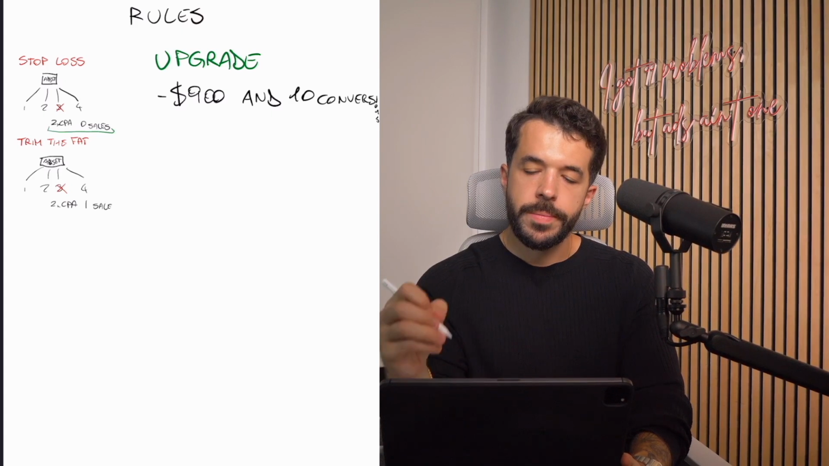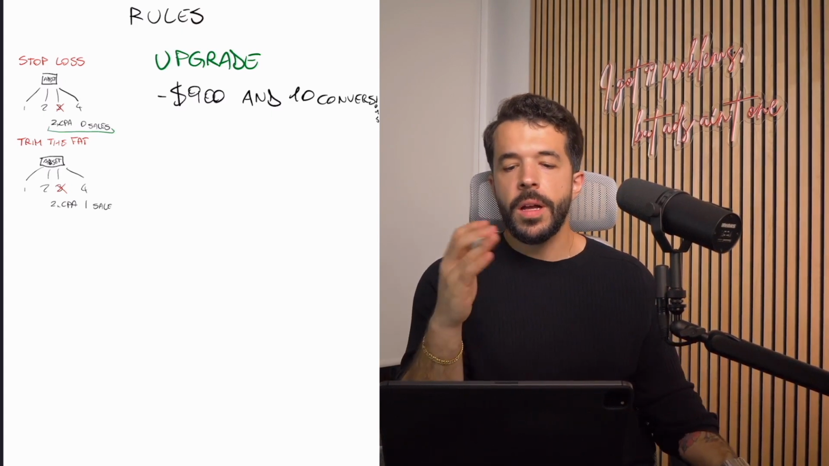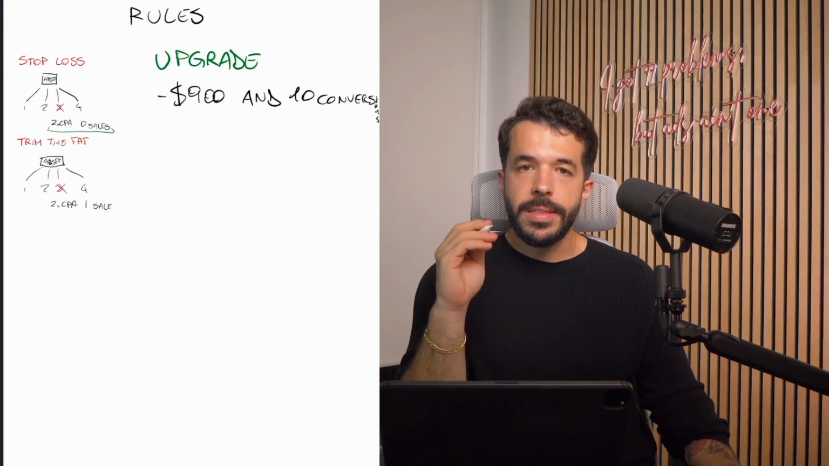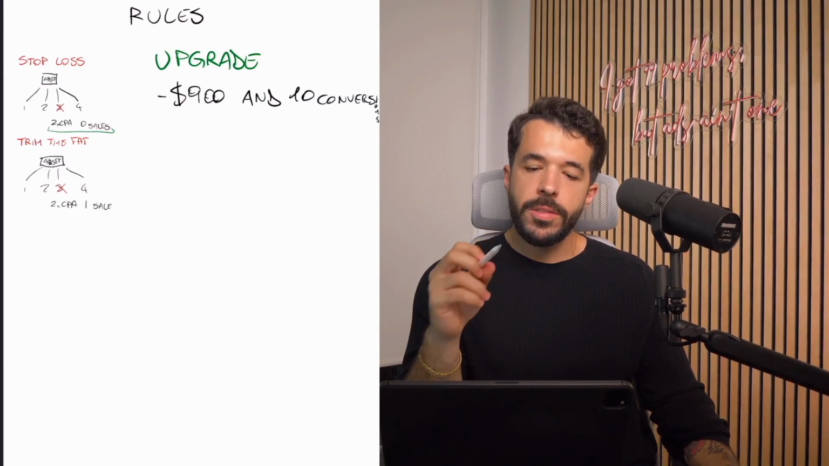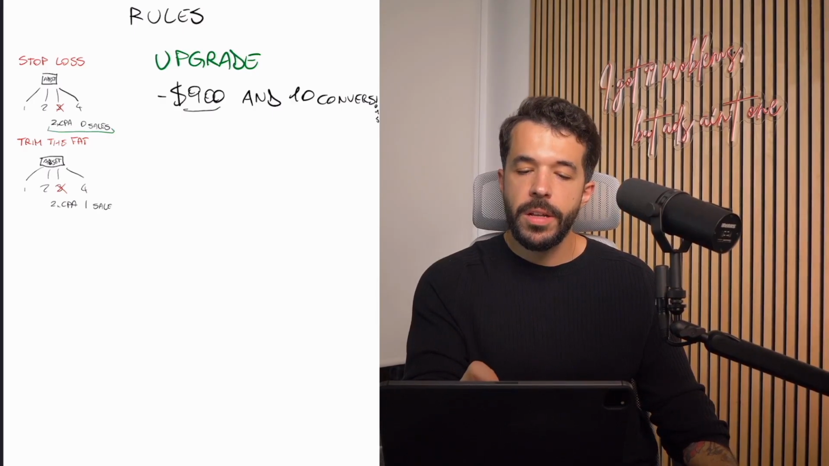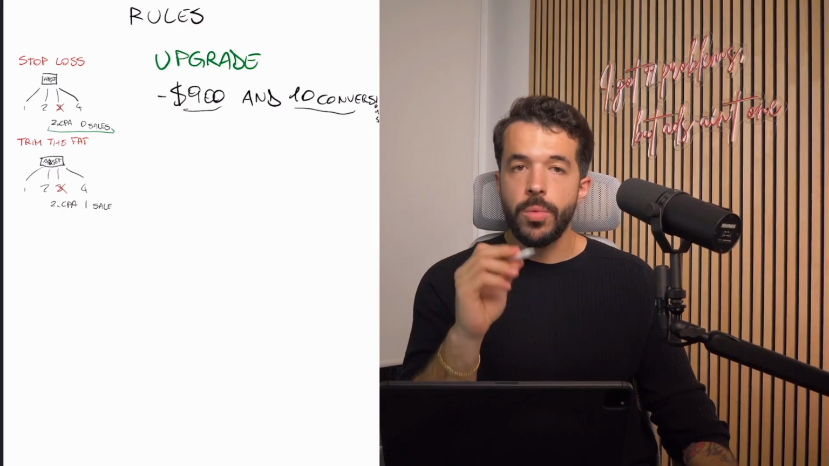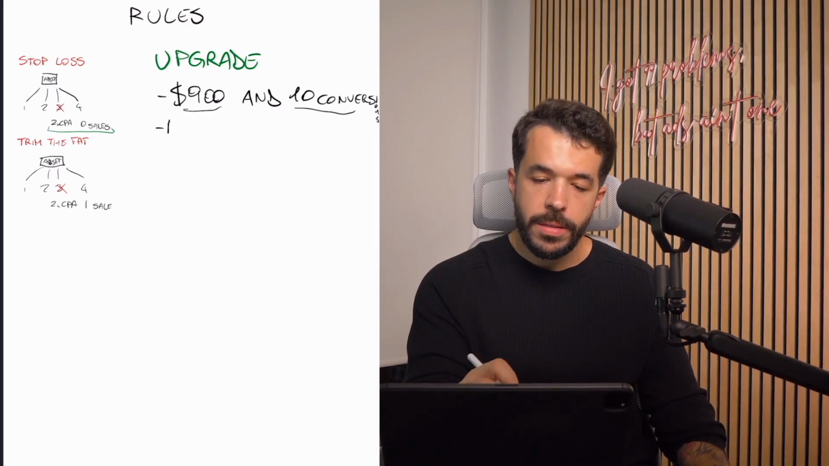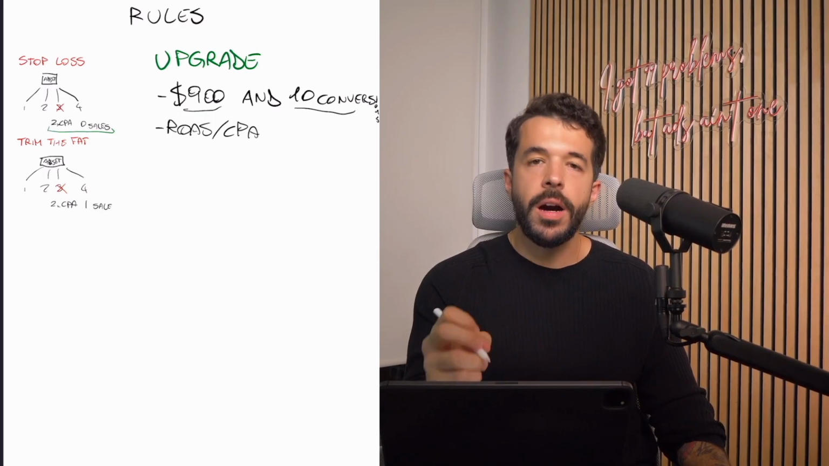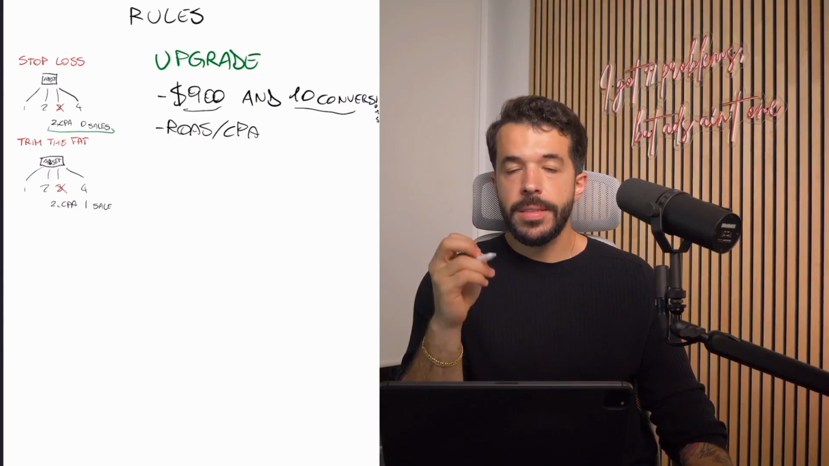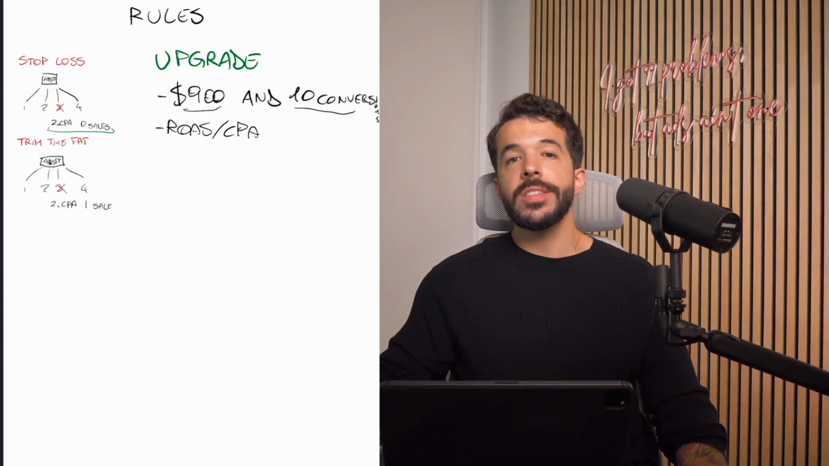Conversions minimum. Obviously, these numbers may vary based on the AOV, but if the requirements are met, so if we have $900 in ad spend and 10 conversions minimum, and the ROAS and CPA are within the target, then we duplicate this winning ad into the scaling CBO.